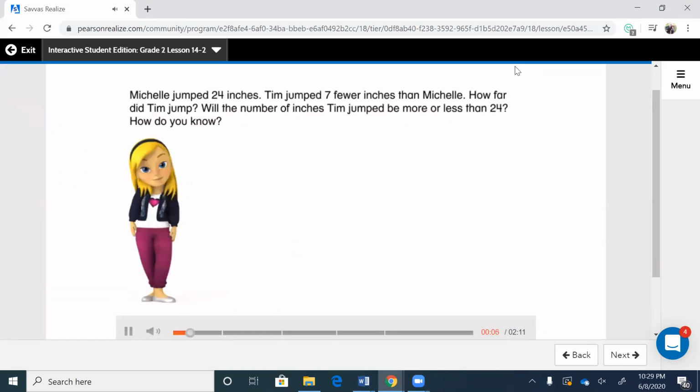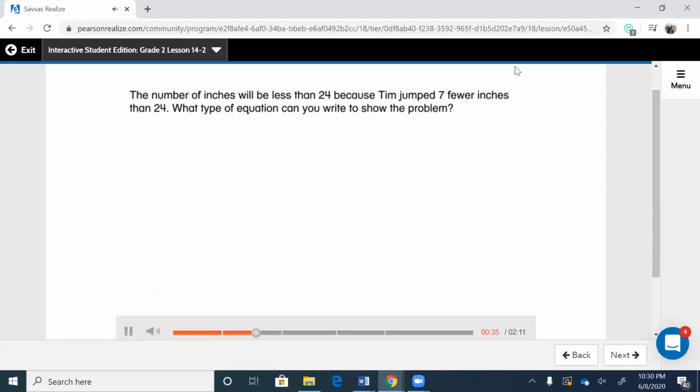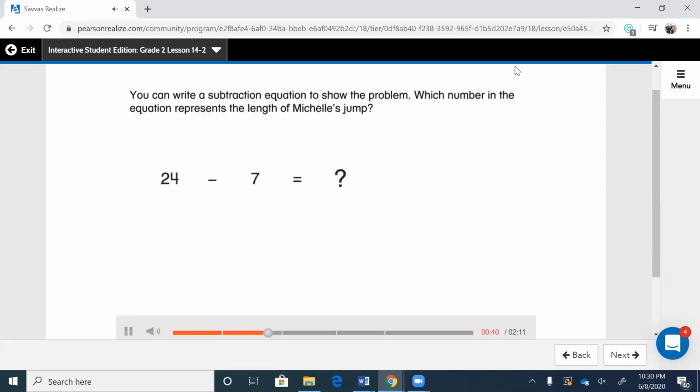Michelle jumped 24 inches. Tim jumped 7 fewer inches than Michelle. How far did Tim jump? Will the number of inches Tim jumped be more or less than 24? How do you know? The number of inches will be less than 24 because Tim jumped 7 fewer inches than 24. What type of equation can you write to show the problem? You can write a subtraction equation to show the problem.